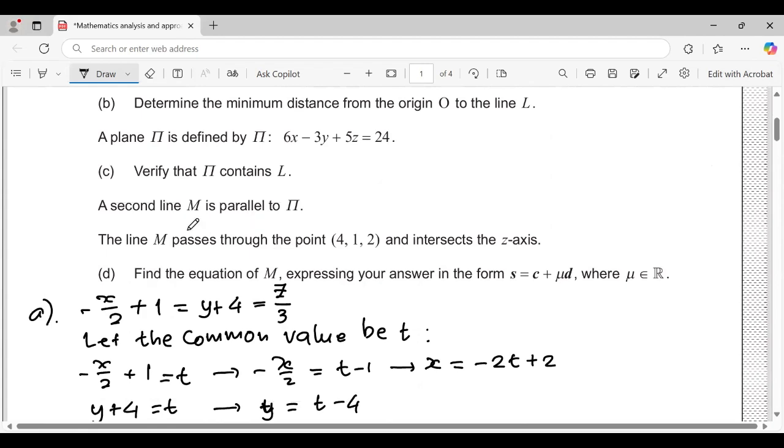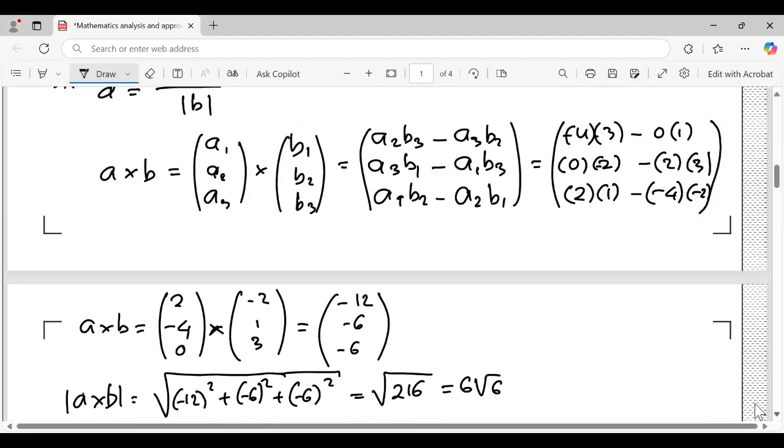Next question, D. The second line, M, is parallel to pi. The line M passes through the point (4, 1, 2) and intersects the z-axis. Find the equation of M, expressing your answer in the form s equals c plus mu d, where mu is an element of the real numbers.